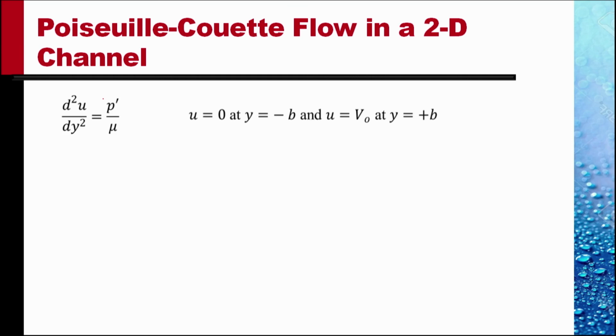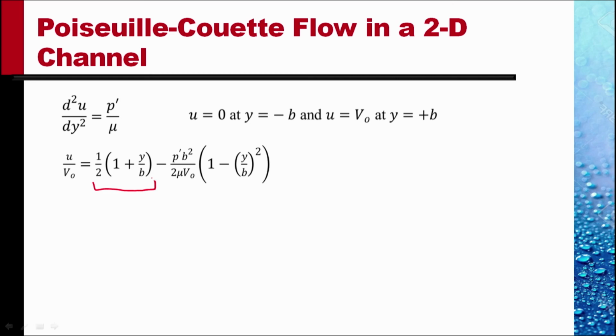If we use this boundary condition to solve this simple linear equation, we get this solution. This solution has two parts: one that does not depend upon the pressure gradient, and the other that depends on the pressure gradient.